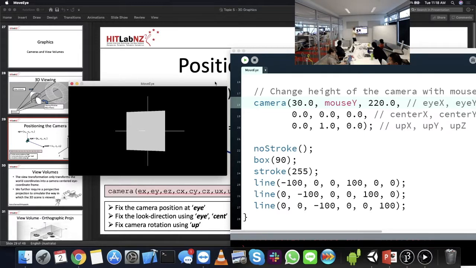So we've set our camera slightly to the right at the mouse Y position and 220 units out. We've set the look at position to 0, 0, 0, so the center of the cube, and we've said the up direction should be in the Y direction. So as I move my mouse down, starting at 0 and gradually moving down, the camera gradually moves down from looking at it from below.